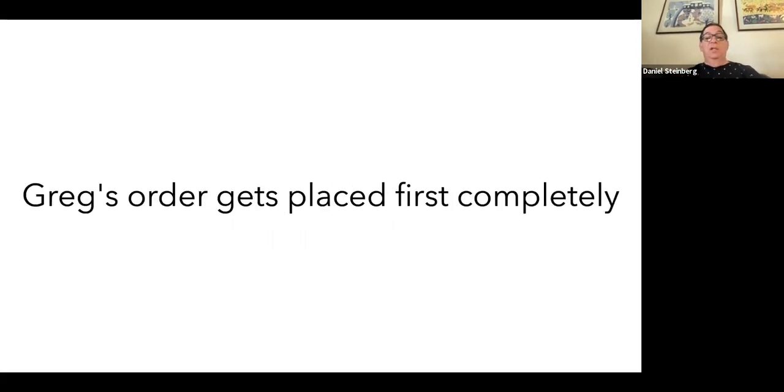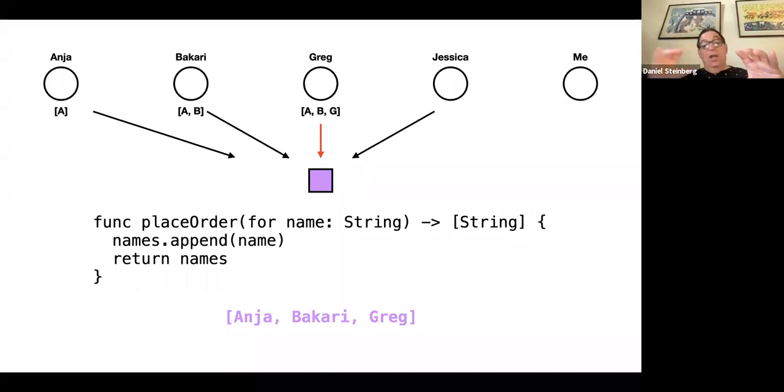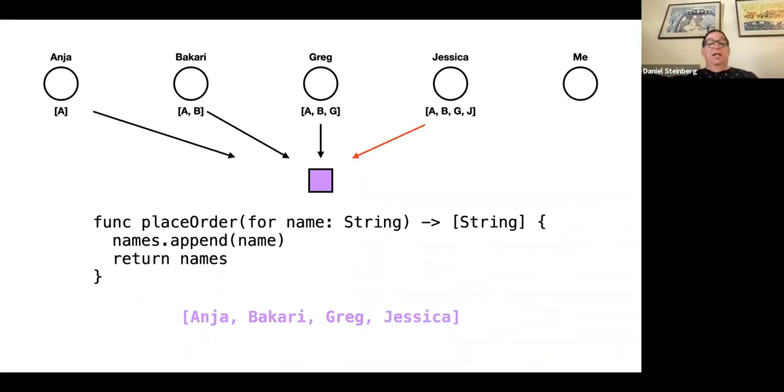Here's possibility 1. They're placing them concurrently, but as it happens, Greg's order gets there first and it completes. So let's see. Greg calls in first. He places his order. He sees Anya and Bakari. He adds Greg to the end of the array. He gets back ABG. Jessica gets in there next. She sees Anya, Bakari, Greg. She adds her name to the end. She gets back ABGJ. She's perfectly happy.